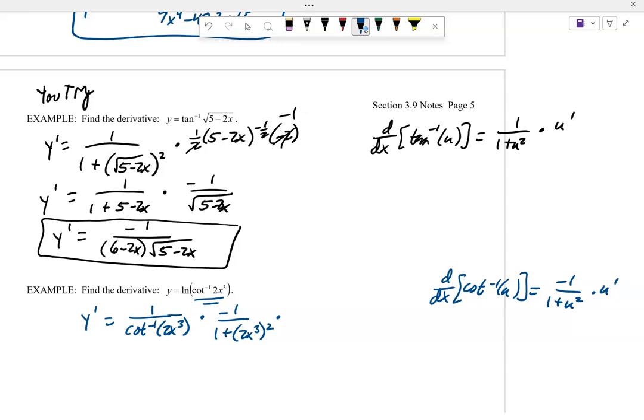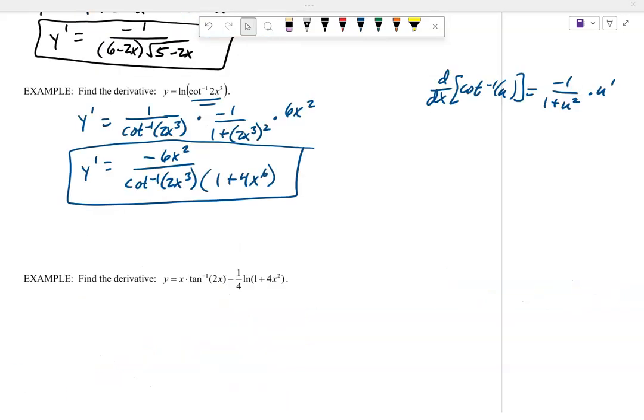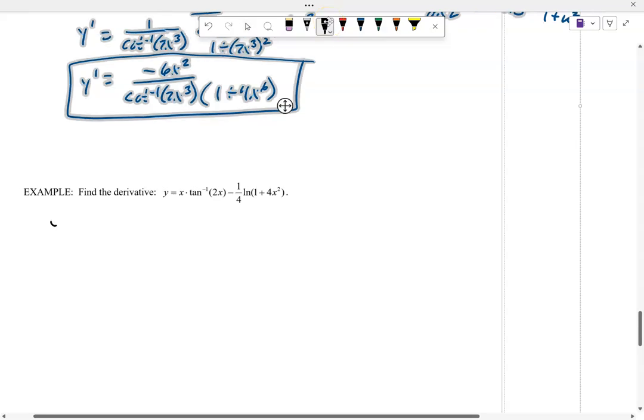Well, what's the derivative of 2x cubed? 6x squared. And so y prime ends up being negative 6x squared over the arc cotangent of 2x cubed times 1 plus 4x to the 6th. This would be a good U-try problem if you guys want to pause the video here. Let's go ahead and take the derivative.